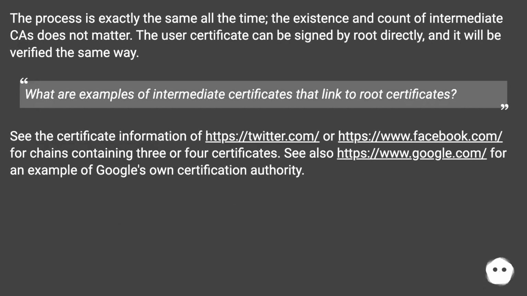The process is exactly the same all the time. The existence and count of intermediate CAs does not matter. The user certificate can be signed by root directly, and it will be verified the same way.